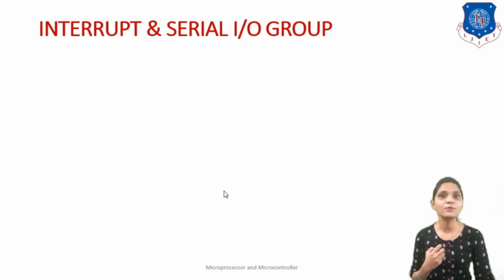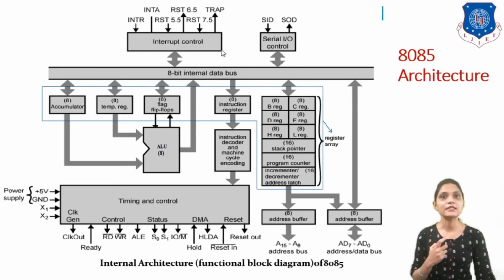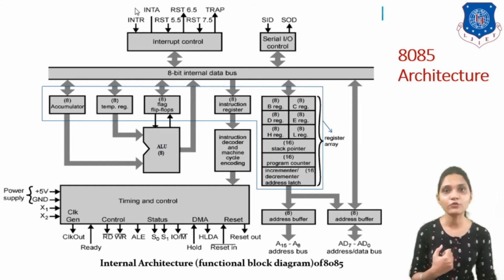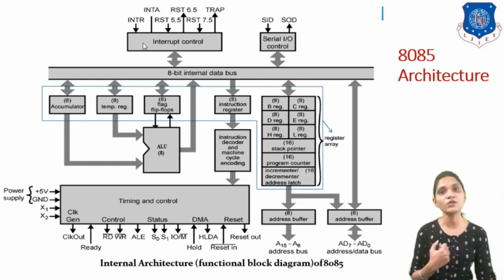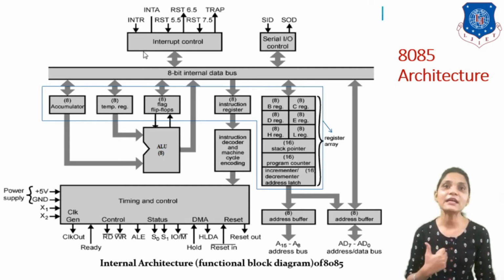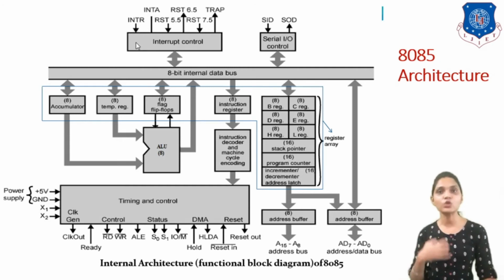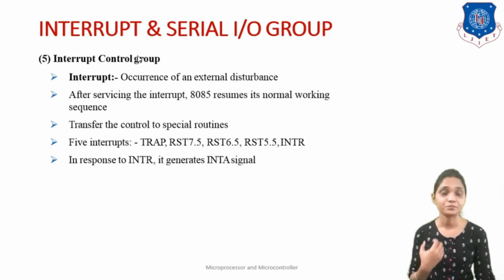Okay, if we consider the block diagram, then you can see here this is the interrupt control unit. It has INTA, INTR, RST 5.5, 6.5, 7.5 and TRAP. These are the 5 interrupts used by this control unit, and this is INTA, your external acknowledgement signal. For this INTR, the general purpose interrupt, you use this acknowledgement to indicate that this interrupt is generated and that it is acknowledged by the processor unit.